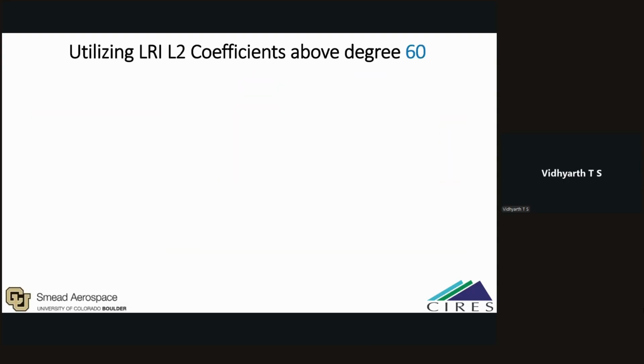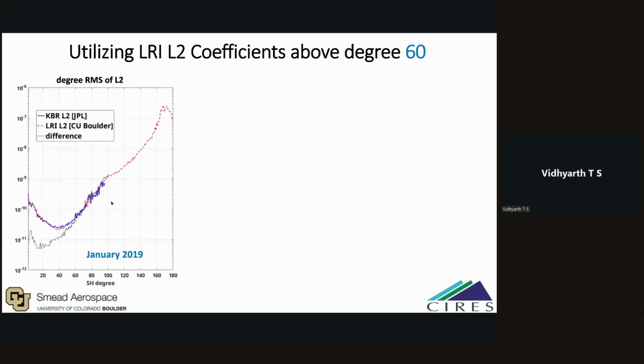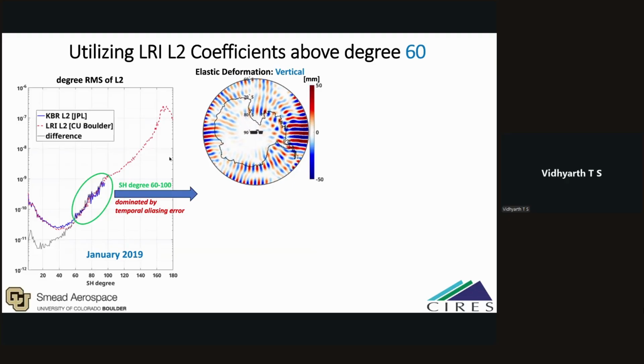So I wanted to end my talk by just talking about these high degree coefficients. So we all know that these high degree coefficients are dominated by temporal aliasing error, right? But I think there's still some real geophysical signal that we can accurately extract from these high degree coefficients. So to demonstrate that, here I compute elastic deformation in Antarctica using the LRI coefficients from degree 60 to 100. So I start from degree 60, basically this frequency band which is dominated by temporal aliasing.